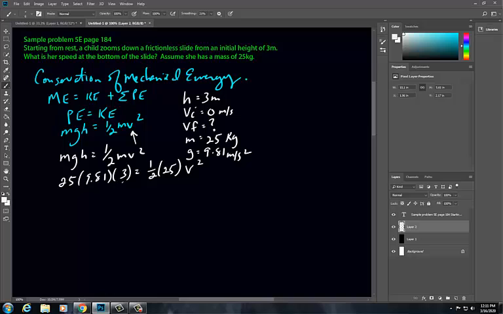So if you take all this and multiply it together, you should get 735.75, and that should be equal to half of 25, which is 12.5 v squared. So then you would turn around and divide both sides by 12.5, and that should come out to be something v squared. Let me grab my calculator.